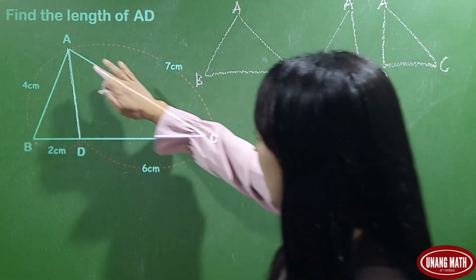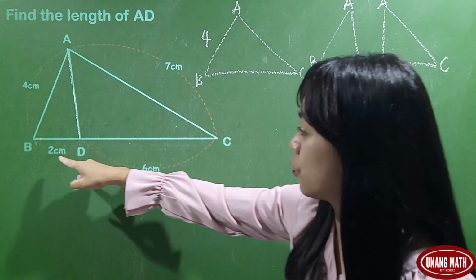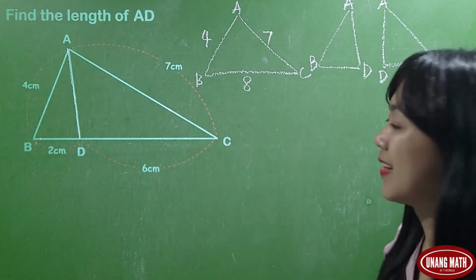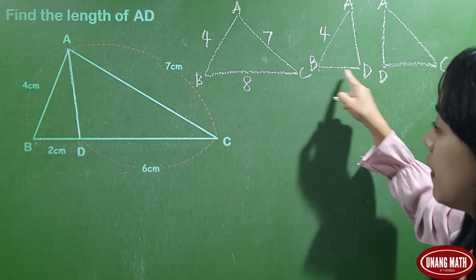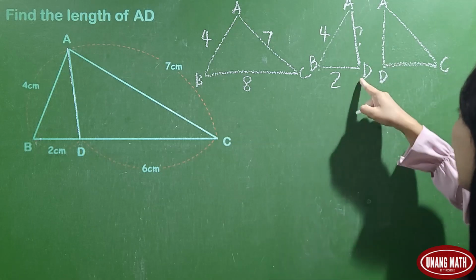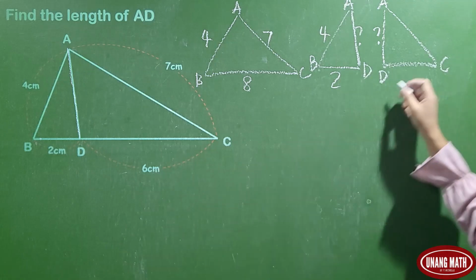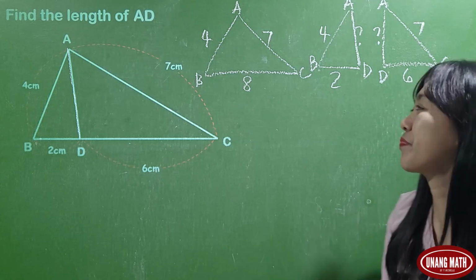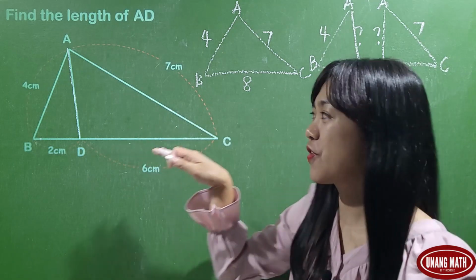Okay, side AB is 4 centimeters. BC would be 2 plus 6, so this is 8 centimeters. AC is 7 centimeters. What about here? AB, this is 4. BD, this is 2 centimeters. And we're looking for this side AD. What about DC? This is 6 centimeters. AC is 7 centimeters.